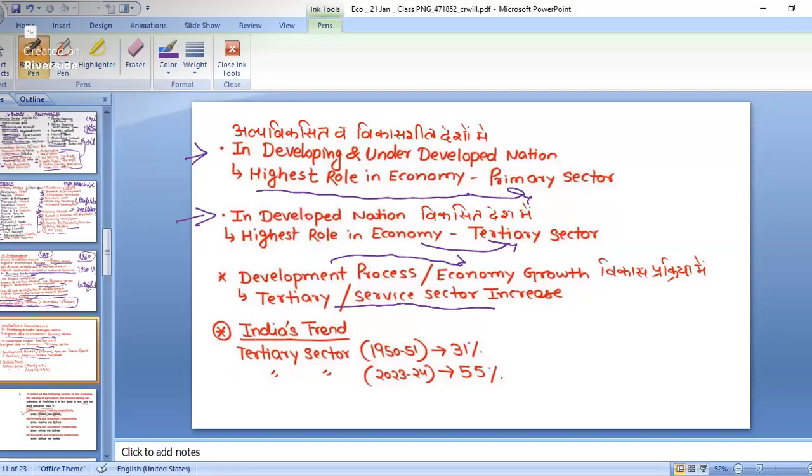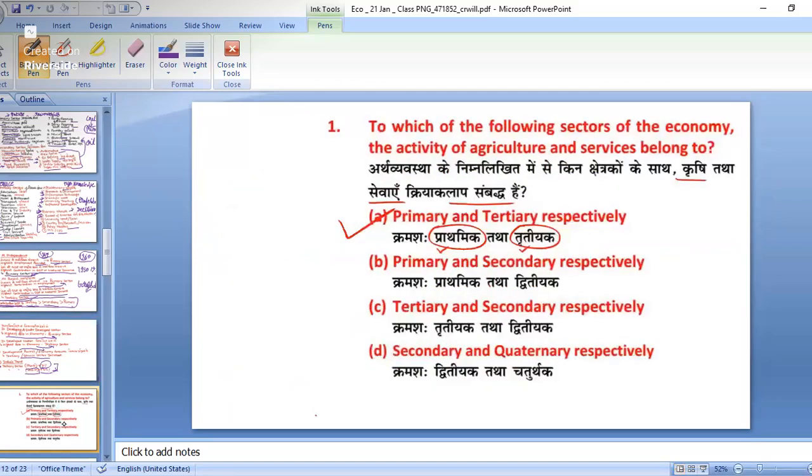Now, if you see India's trend, what is happening? The tertiary sector in 1950-51 was only 31%. But now in 2023-24, it is 55%. So the tertiary sector contribution is 55%. Remember these stats. So this is all about the sectors and types of activities.